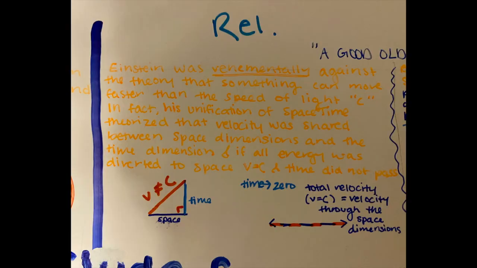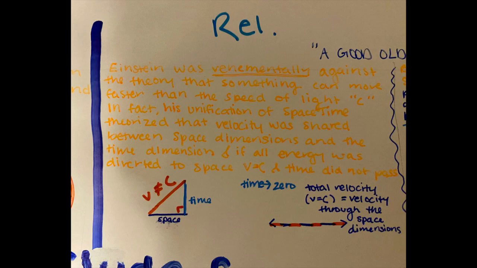The second inconsistency is what I like to call a good old-fashioned race, and that is that Einstein and his theories were vehemently against the idea that something could move faster than the speed of light. He thought that was the limit, how fast anything could go. In fact, his unification of space-time theorized that velocity was shared between the space dimensions and the time dimensions, and if energy was all diverted into space dimensions, time would not pass. That was one of his theories.